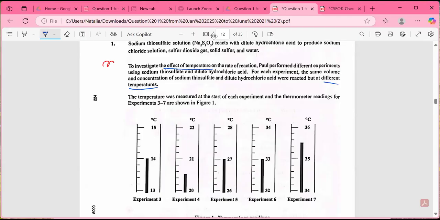The temperatures were measured at the start of the experiment, and the thermometer readings for experiments 3 to 7 are shown below. Again, we have to work out the value that we're going up by. What value are we going up by? 1. Then we count. The first one is 0, 1, 2, 3, 4, 5. 1 divided by 5 means we're going up by 0.2. So we're going to read these off. Experiment 3 would be what? 14.0.